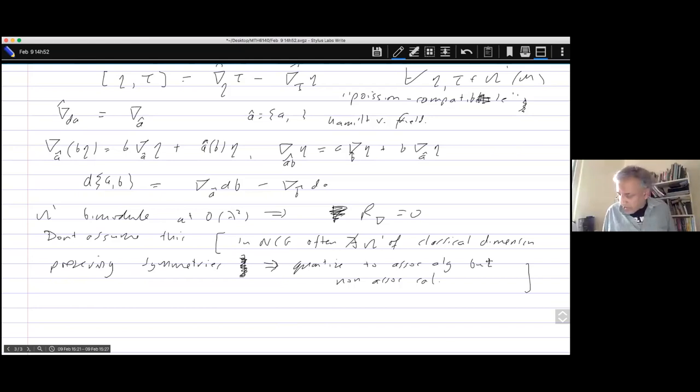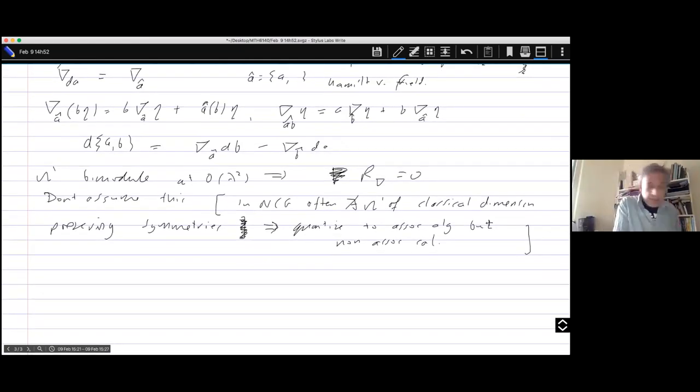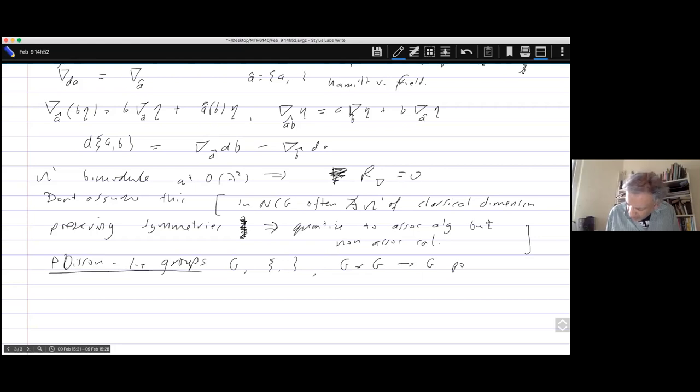Now, in the case of a Poisson-Lie group, I'm going to be very, very brief. This goes back to Drinfeld. Basically, it's just a Lie group with a Poisson bracket, and the map G cross G to G is a Poisson map in the obvious sense. Now, one of the things Drinfeld does is to take this Poisson bracket.